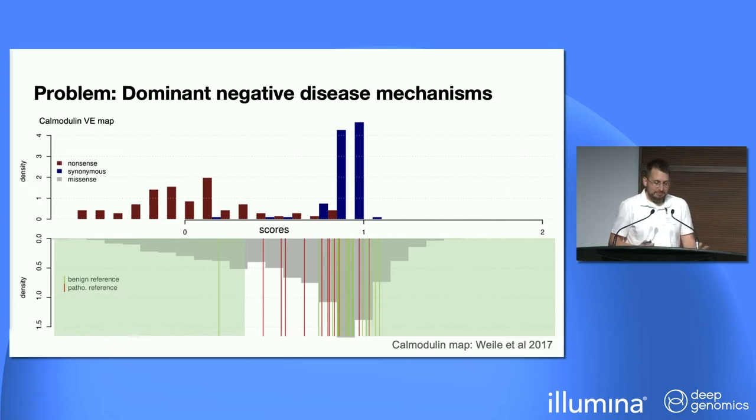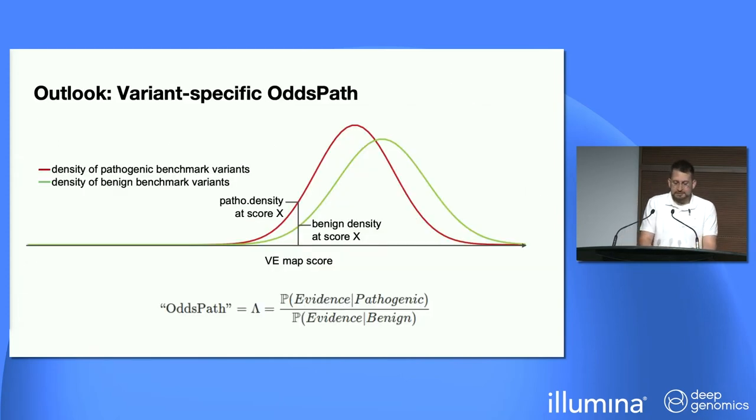But maybe there's a better solution. And that's what we're currently working on in the Roth lab, is to see if we can find a method to calculate dynamic odds path for individual variants at individual positions of the score spectrum. And for that, we're again using the distributions of pathogenic and benign benchmark variants, but now we're trying to estimate the density of the two and take a look at their behavior. Here I'm showing in red the density of pathogenic variants, in green density of benign benchmark variants, and if we look at the ratio between the two, it turns out that that corresponds to the odds path itself.